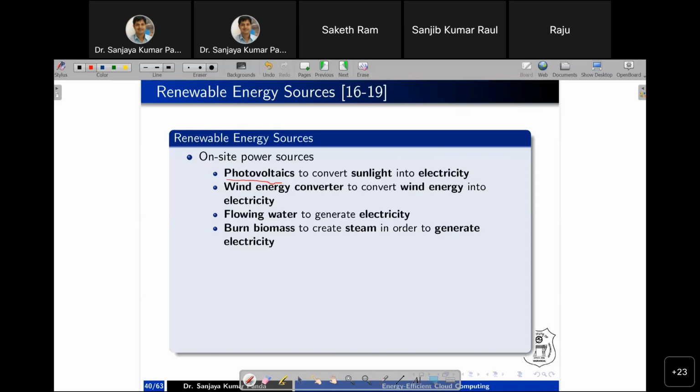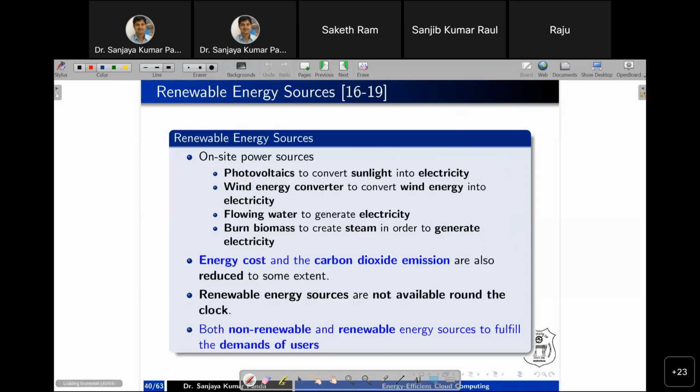So if you are using such methods, then what happens? Not only are you reducing the energy cost, but you are also reducing the unnecessary unhealthy gases, like carbon dioxide or other gases or dust particles, whatever is generated.